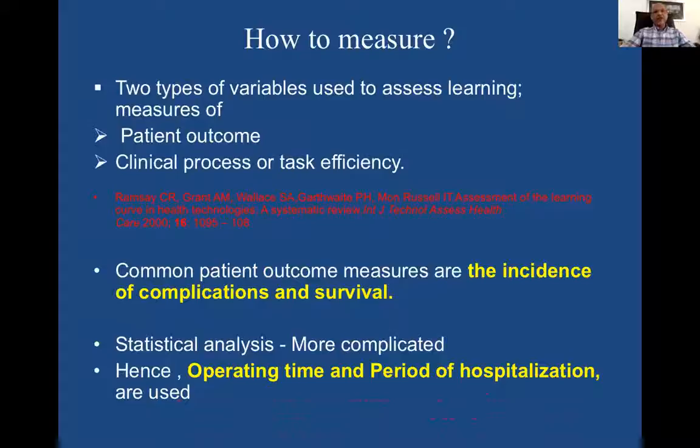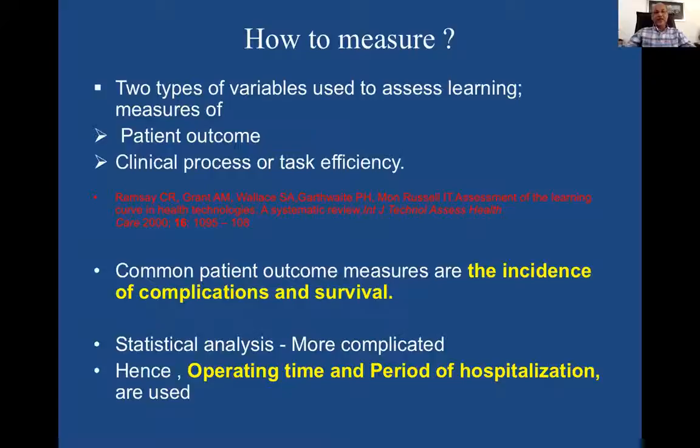So it could be patient's outcome or a clinical process or task efficiency. So common patient outcome parameters are incidence of the complications and survival. So if you do a procedure, the number of complications you're going to have, and when you come to a plateau where your number of complications or survival outcome has come to a place where it's the same as your open surgery, then you say that's your plateau and that's your learning curve.